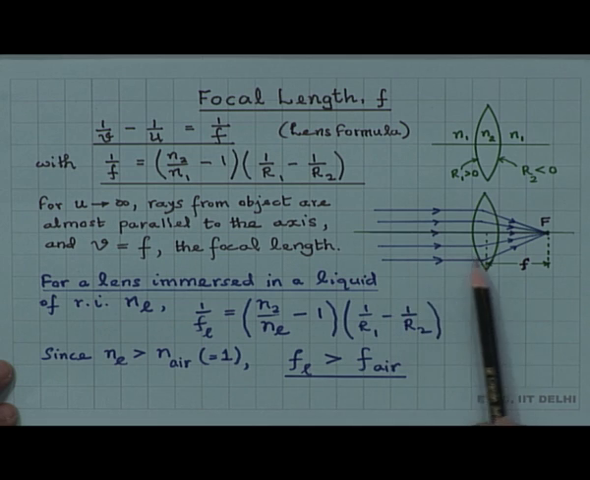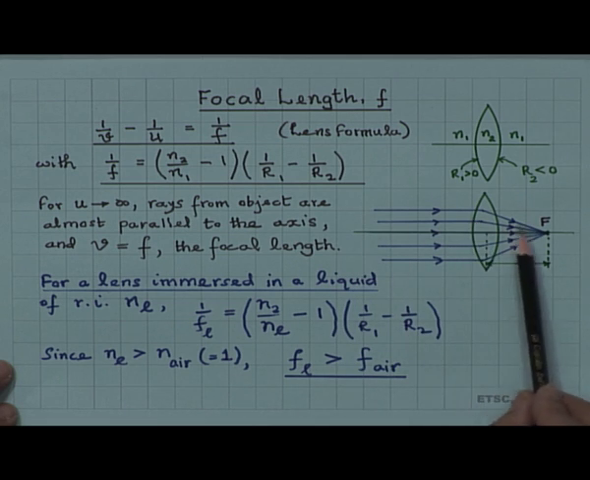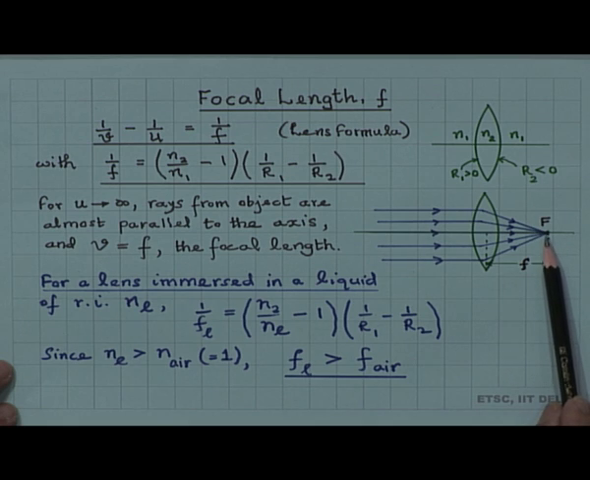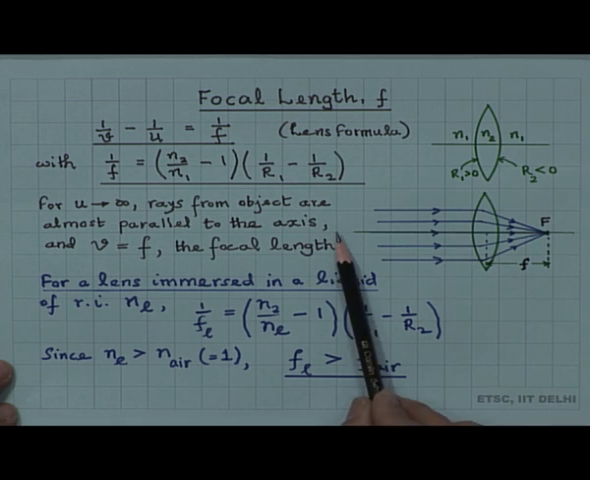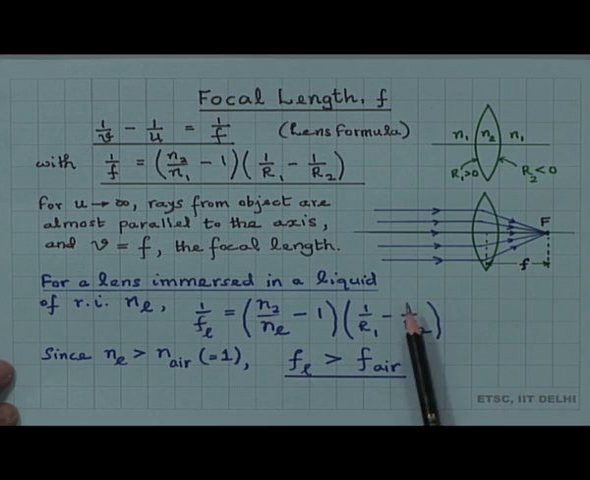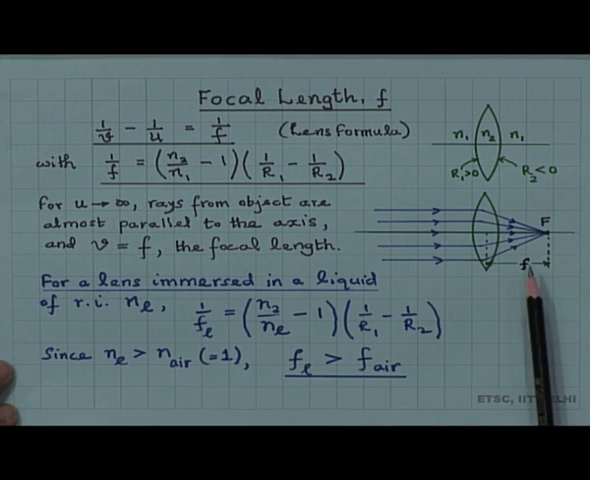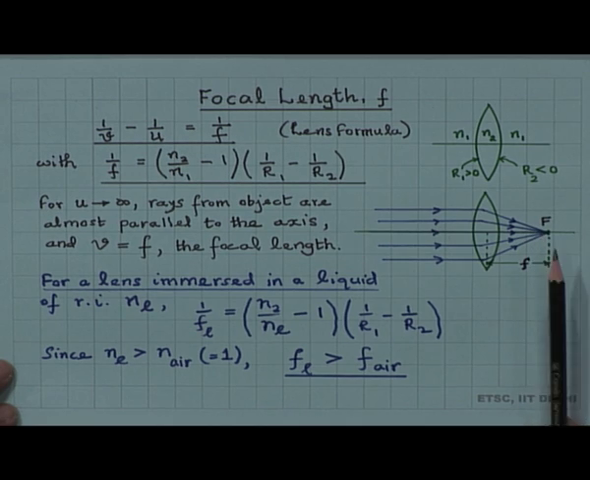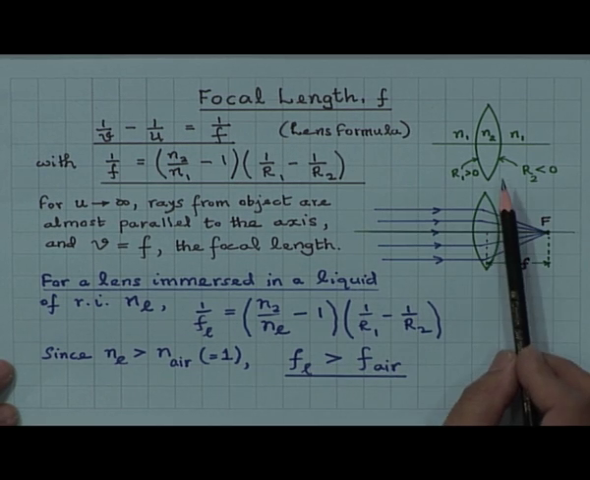So, the parallel rays which come, all of them converge to a point f, because they are independent of the distance u, all of them have the same image distance which we call the focal point. They converge to a point f, and the distance between the lens and the focus, the principal focus, is called the focal length.